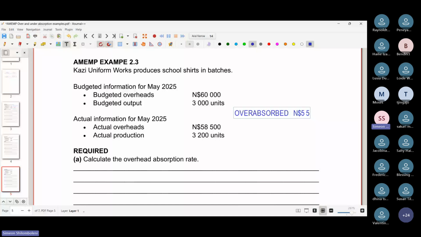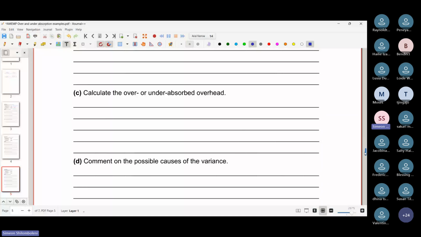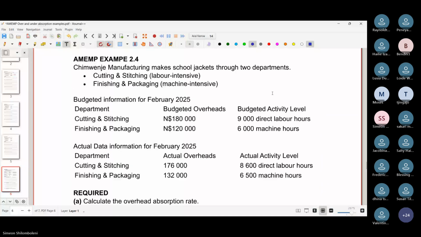Okay, 5,500. That's perfect. Now, this question, I'm sure you remember it. And most of you got 8,600. Some of you got amounts, I don't know how you got them. But I hope you were able to check the correction and see where you went wrong.